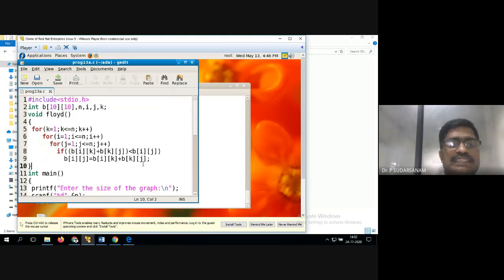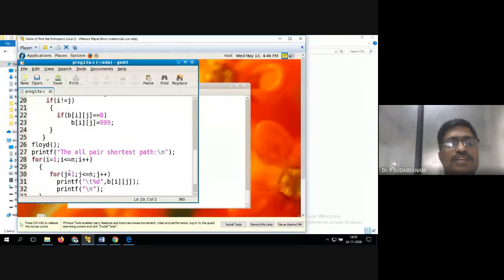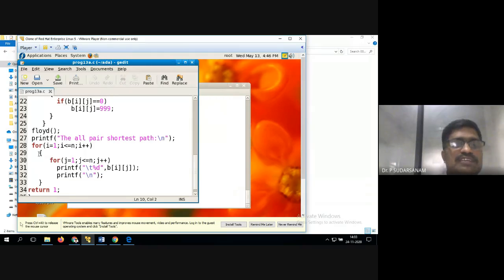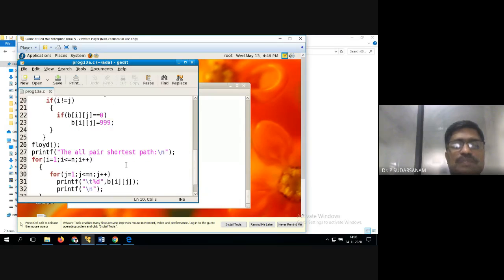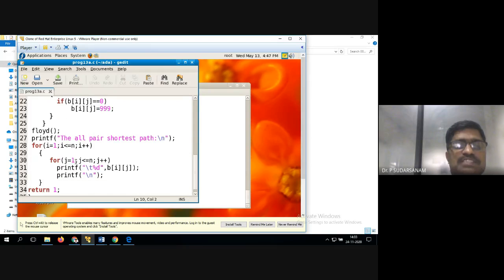Write it. Next is, you have to print the all pairs shortest path. Diagonal elements, you need to print the zero values. That means 1,1, 2,2, 3,3, 4,4, you have to print the zero values. How we have done it is, anyway, we have considered I is not equal to J only. So now all pairs shortest path is nothing but for I is equal to 1, I less than or equal to N, I plus plus, J is equal to 1, J less than or equal to N, J plus plus, print percentage d slash n, b of I comma j. So that is nothing but printf slash n. So to print the matrix, we have done it, return 1.